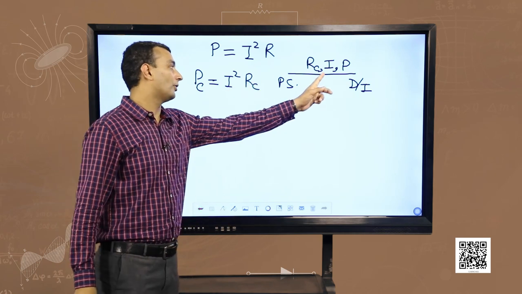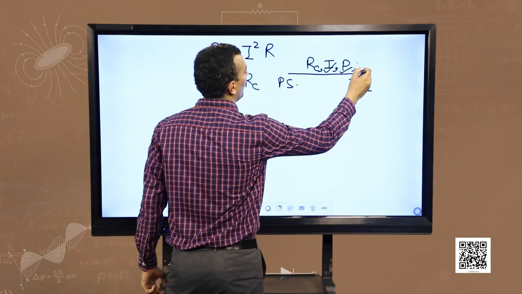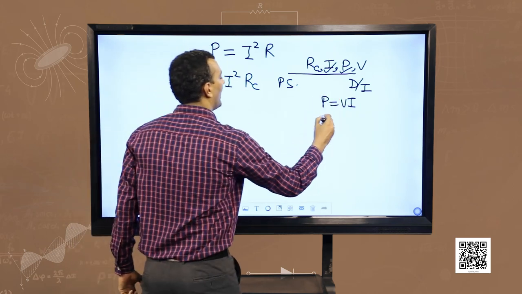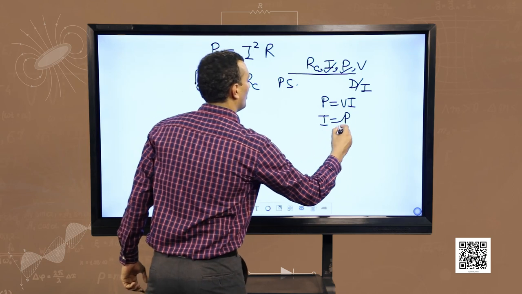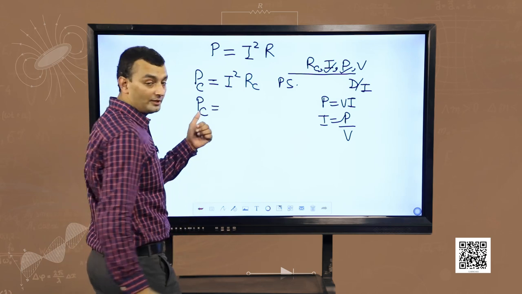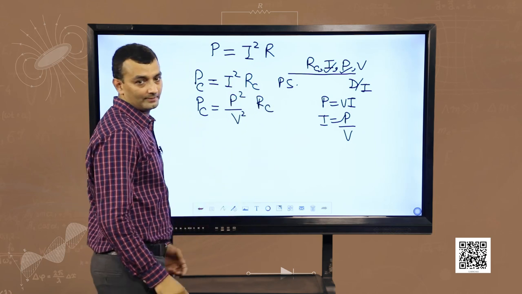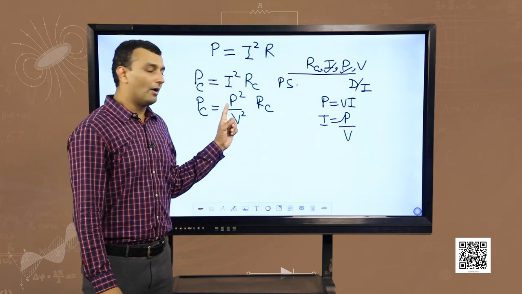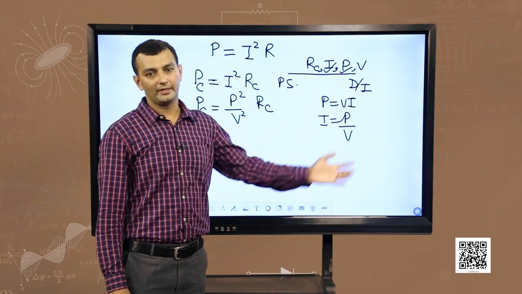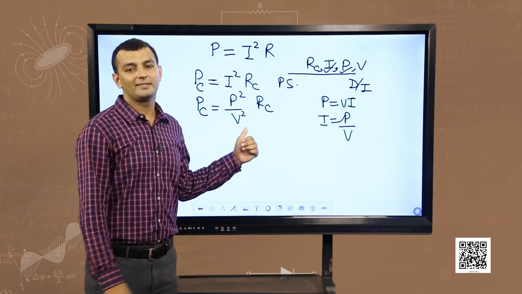We can find out the value of I from this information. Power is P, current is I, and let the voltage carried by this wire be V. Then we know that power equals VI, so I becomes P upon V. If we put this value of current in this expression, then the power dissipated in the cable becomes P square upon V square into RC. Now, if we look at this expression, the power to be carried by the cable is constant, we can't help it. What about RC? It is the resistance of the transmission cable. Again, we almost can't help it. What we can do to reduce power loss? We can keep the voltage at a higher value.